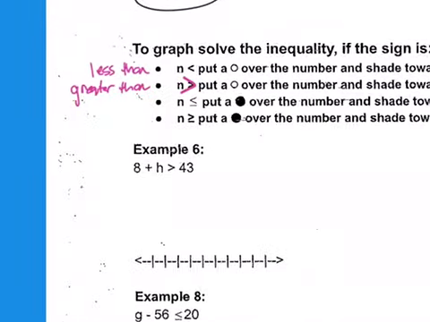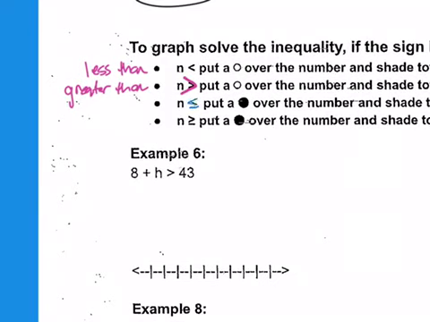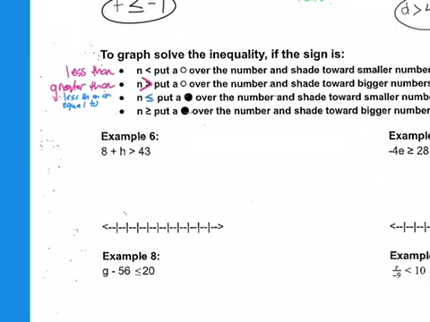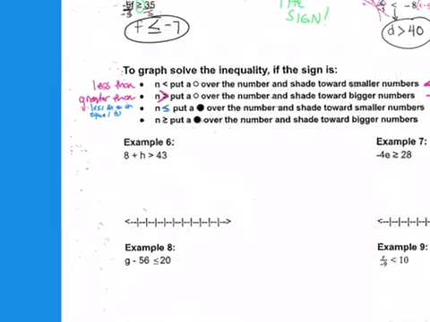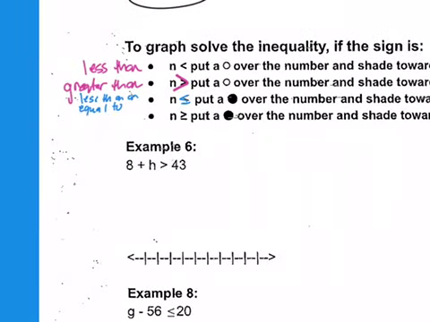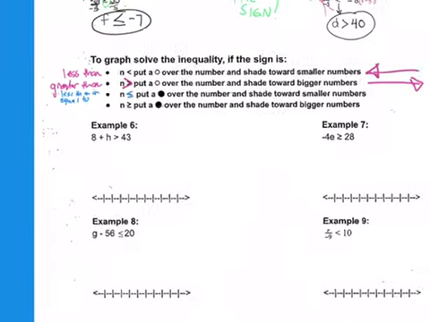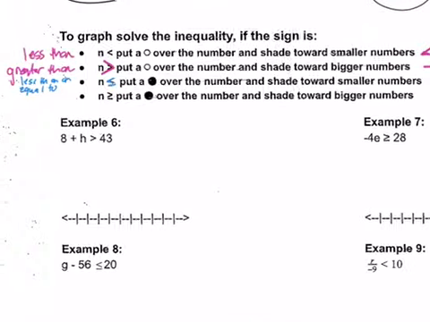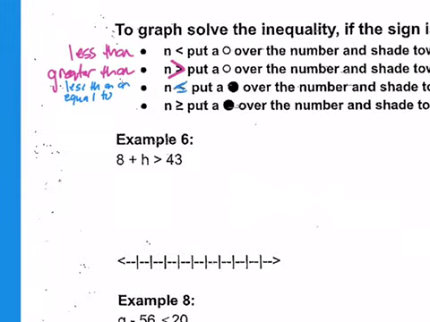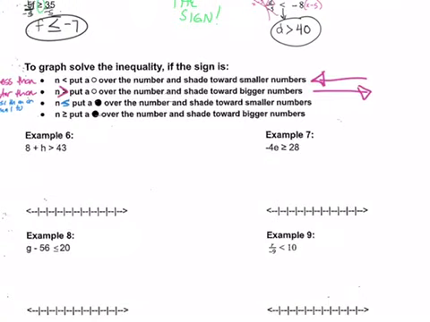Now, if it looks like this, where there's a line underneath it, so less than or equal to, we're going to shade that circle in, because remember when we looked at if it was equal to a number, you would shade it in because that's the solution. And so you do the same thing for less than or equal to and greater than or equal to. Put a shaded dot over the number and then shade toward the smaller numbers. Or if you get stuck, look at your sign. It's pointing to the left. So that's the direction I'm going to shade my numbers.